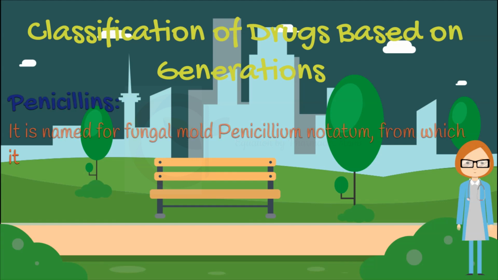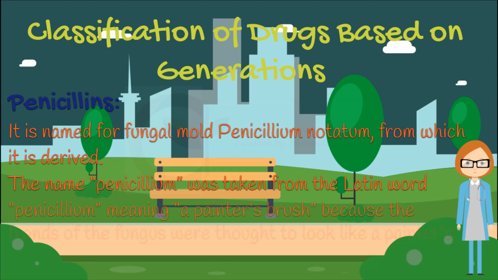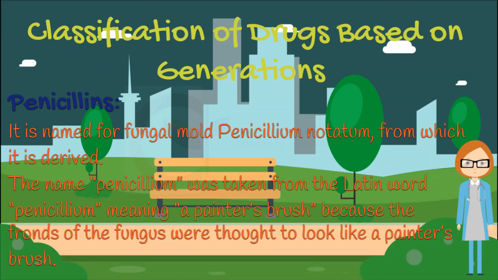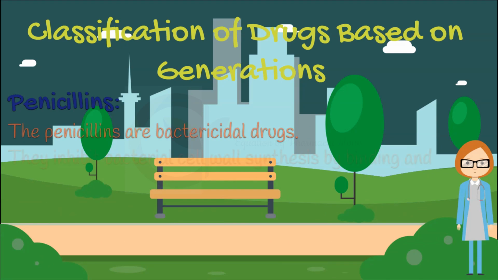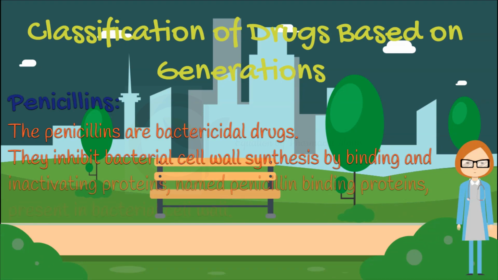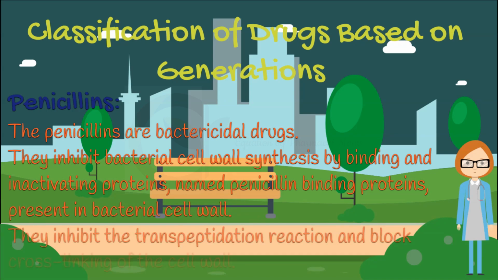Penicillins. It is the most famous of all antibiotics, named for the fungal mold, Penicillium notatum, from which it is derived. The name penicillium was taken from the Latin word penicillus, meaning a painter's brush, because the fronds of the fungus were thought to look like a painter's brush. The penicillins are bactericidal drugs. They inhibit bacterial cell wall synthesis by binding and inactivating proteins, named penicillin-binding proteins, present in the bacterial cell wall. They inhibit the transpeptidation reaction and block cross-linking of the cell wall.